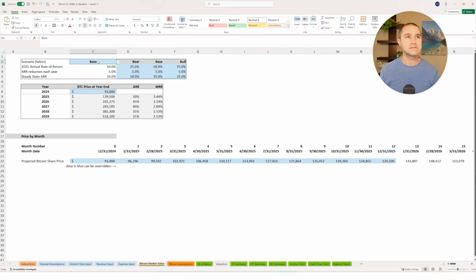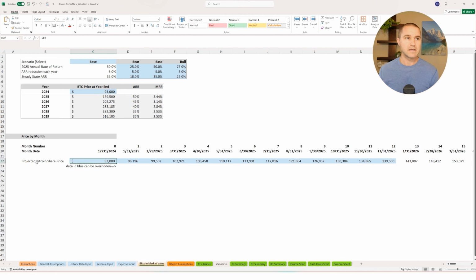So for example, if I select the bear case here, what you'll notice down here is that we start at 25%, we go down 5%, and then the next year we go down to that steady state, 18%. So if you want to set it so it's not going to get lower than this annual rate of return, that's what you can set in the steady state. And then of course you can select your different base case, bull case, or bear case.